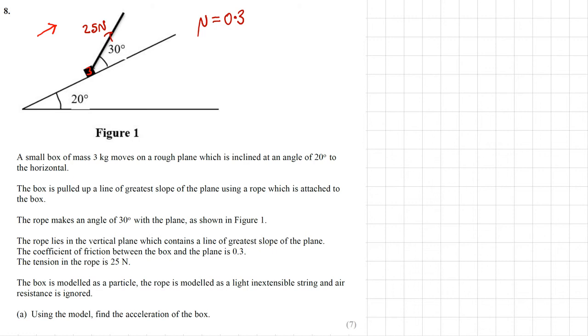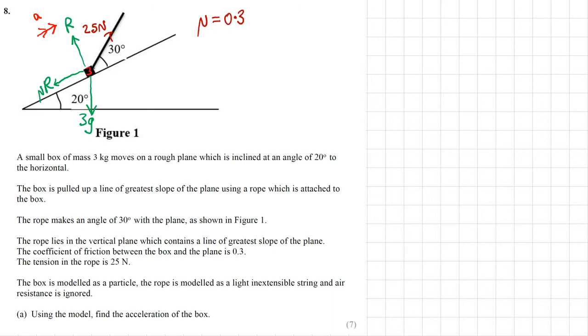Now I know it's accelerating, so it's going to be accelerating up the slope. I want to find A. So the first thing I want to do is to put on all of the forces on this diagram. So I have down here the weight 3g. Then I have a normal reaction up here, R. Then because it's being pulled up the slope, I'm going to have a frictional force here, mu R, or I can use F.